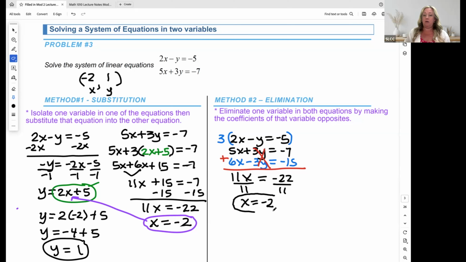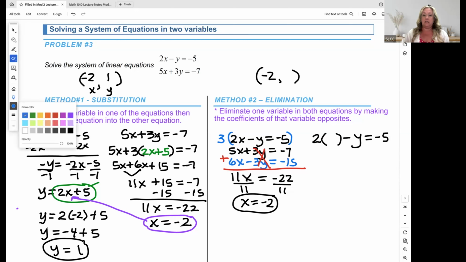So I have part of my answer. I found my x, now I need to find my y. Again, we can just take that x and replace x in either of the two equations. Remember, it doesn't matter which of those two equations we put it into. So let's go ahead and put it into that top equation, 2x minus y equals negative 5. We're going to put that negative 2 in place there, and then let's simplify it.